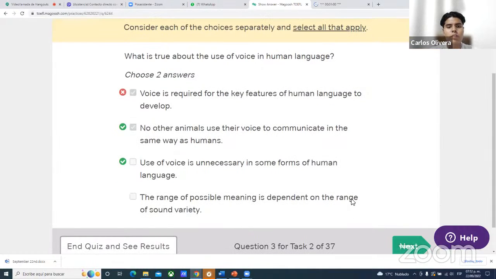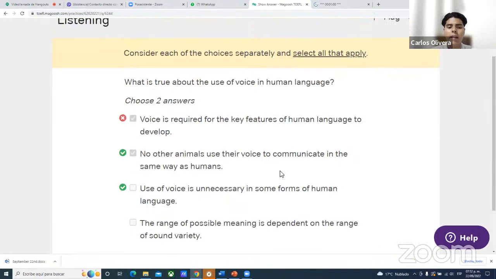So what about this one? What is true about the use of voice in human language? No other animals use their voice to communicate in the same way as humans. And use of voice is unnecessary in some forms of human language. So the professor talked about this, I think. As she said, no other animals use their voice to communicate in the same ways as humans do. I think that this is something she said very clearly, almost with the same words, so I think it's not necessary for me to explain it.